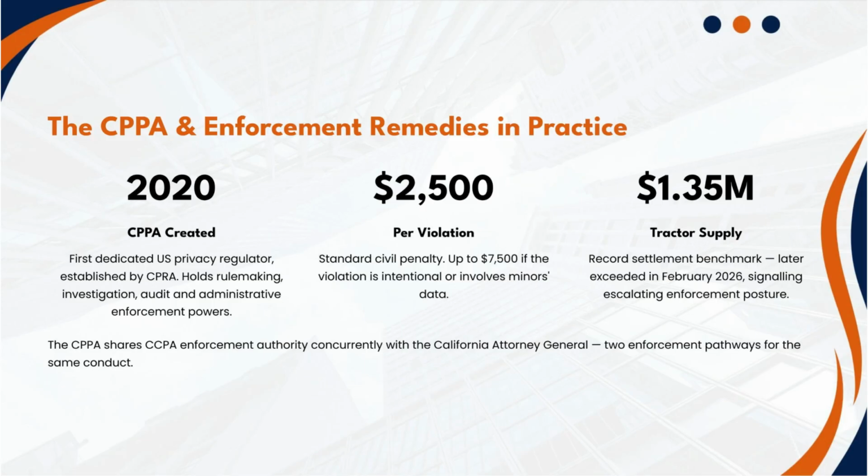Under CCPA, administrative fines run per violation, with a higher tier for violations involving minors, and per violation is doing enormous work in that sentence. If a violation is counted per consumer, a systemic failure affecting 1 million people is arithmetic you don't want to do. There's also a limited private right of action, but only for certain breaches of unencrypted personal information, with statutory damages. And the cure period, CPRA made it discretionary. That safety net people relied on is thinner than it was.